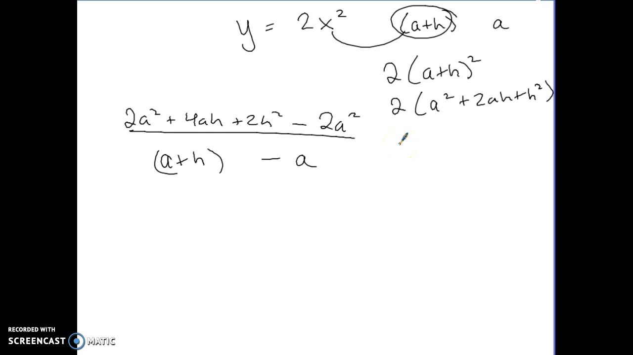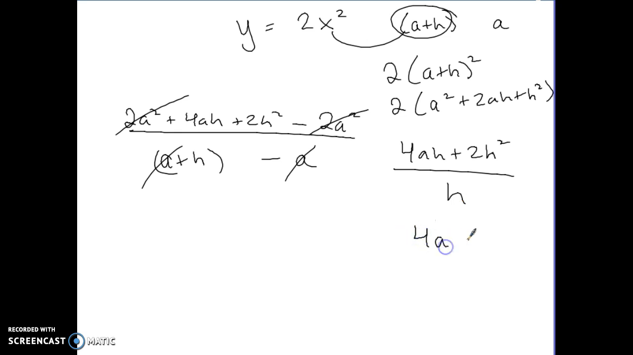So what happens up top here? Combine like terms. The 2a squareds cancel, so you're left with 4ah plus 2h squared. What are you left with on the bottom once you combine like terms? What cancels? A plus h minus a is, the a's cancel, so you're left with h. A minus a is nothing, right? They cancel. Okay? Now everything has an h. Well, if everything has an h, I can make one go away. So I'm left with 4a plus 2h, and that's it.